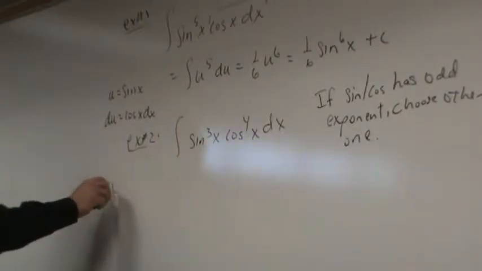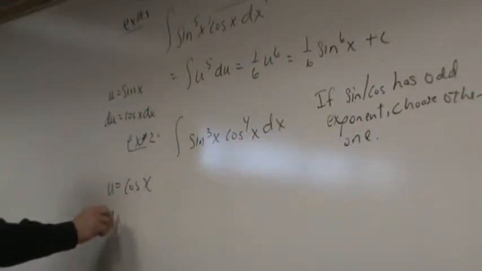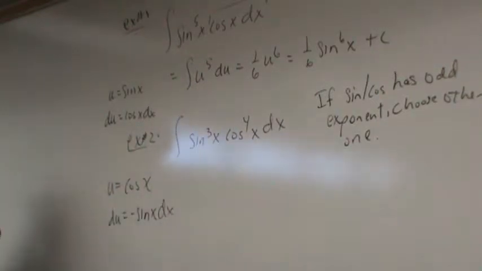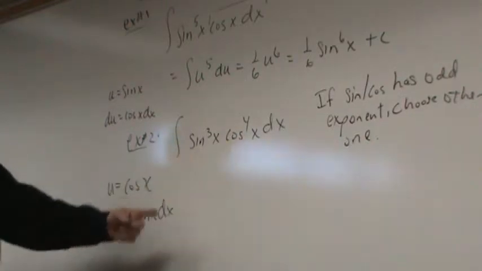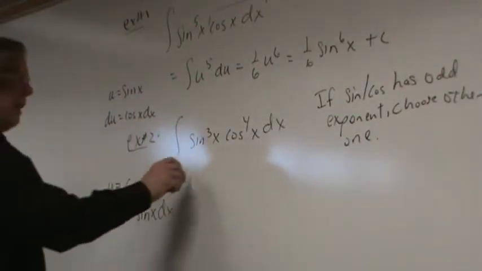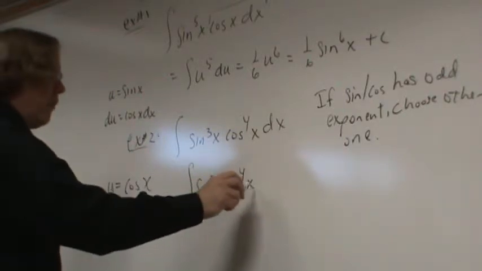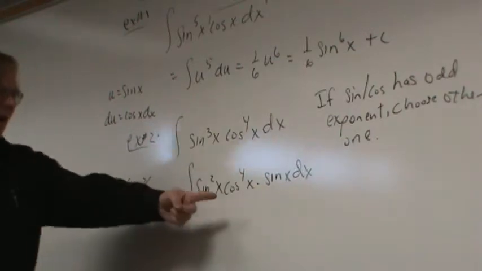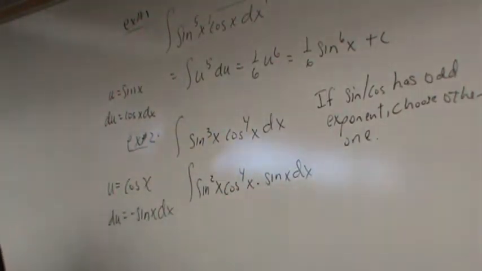If I choose my u to be cosine of x, so that my du ends up being negative sine of x dx, I need to reserve a sine of x to be my du, correct? So this becomes sine squared x cosine to the 4th of x times sine of x dx, and now I'm happy. I've reserved one of my sine x's to be the du. What am I going to do with that sine squared?